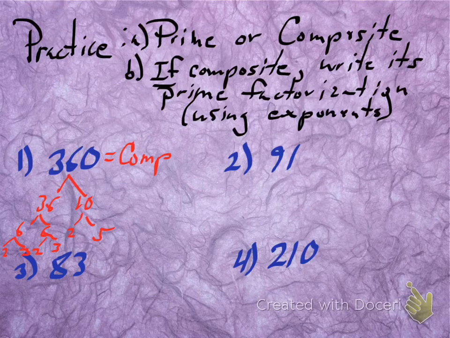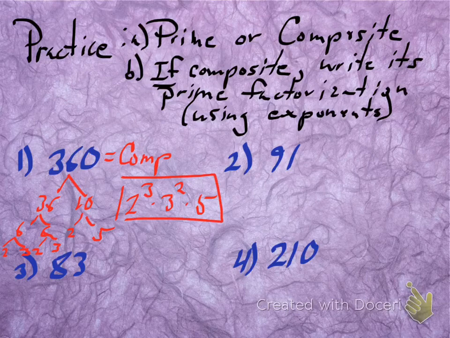Okay, it looks like I've got 1, 2, 3 2's, so that's 2 to the 3rd. I've got 2 3's. I was about to say don't bother writing the prime factorization, but that's okay, we'll squeeze it in there. And there it is.